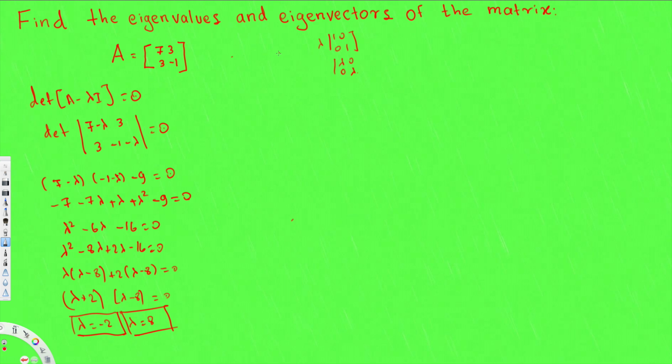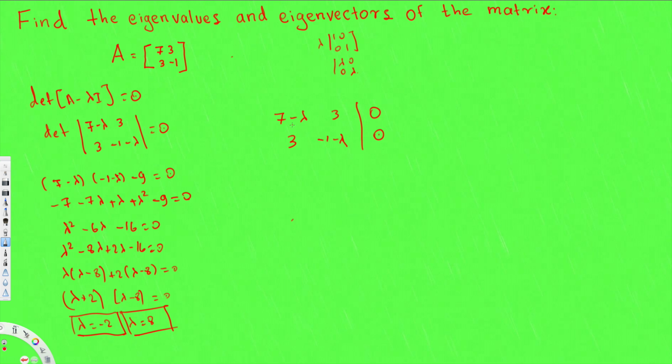Now the second question is how to find the eigenvectors. To find the eigenvectors, we have to find the null space for both of the eigenvalues we found. So I bring this matrix, 7 minus lambda, 3, 3, minus 1 minus lambda, and now I set this into null space, so it's going to be 0 0 right here.